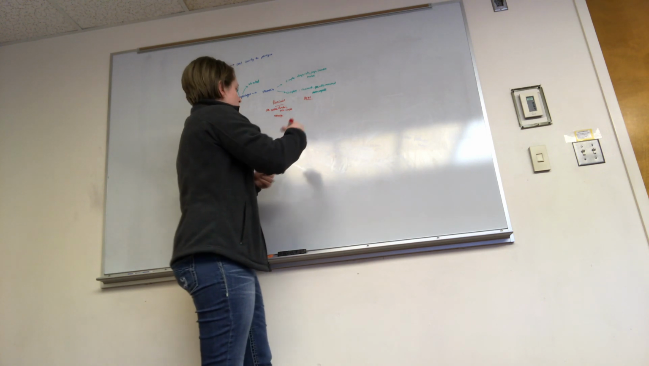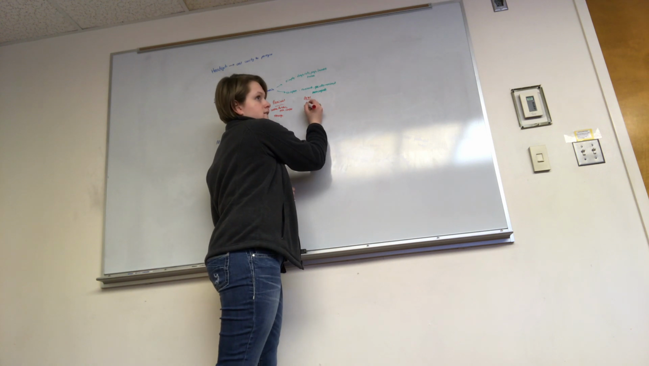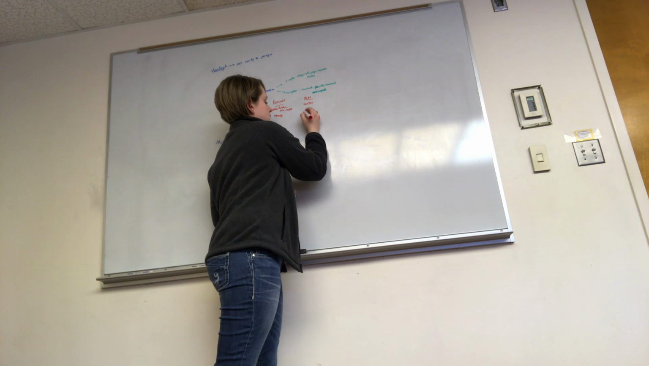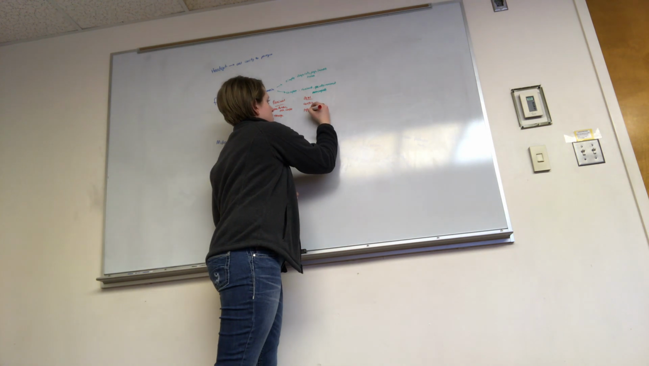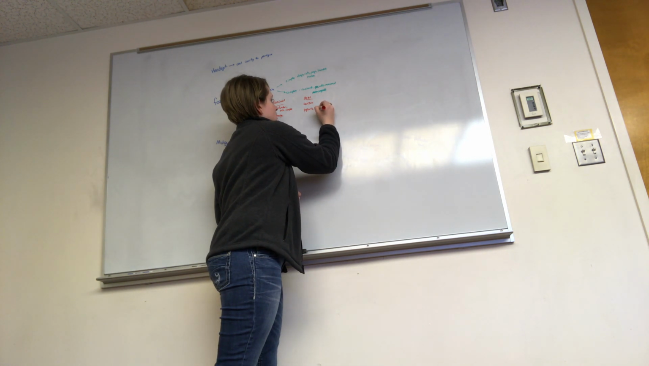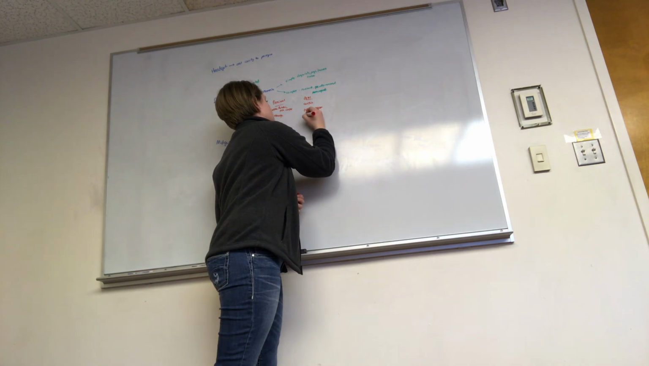Alright, so what makes up the distal stomach? You're gonna have the distal 2/3 of the corpus, and then your pyloric region. And then what's the sphincter? Pyloric.